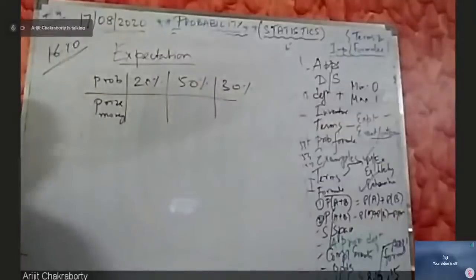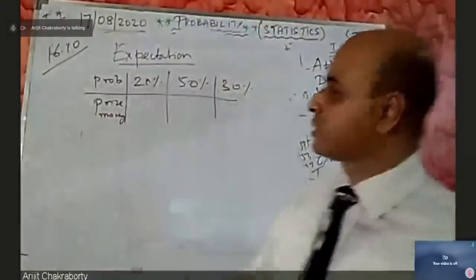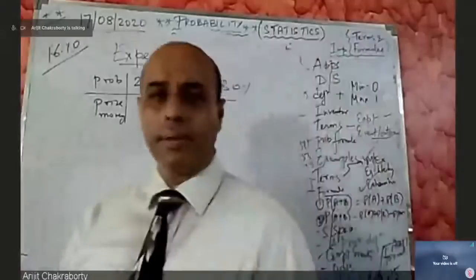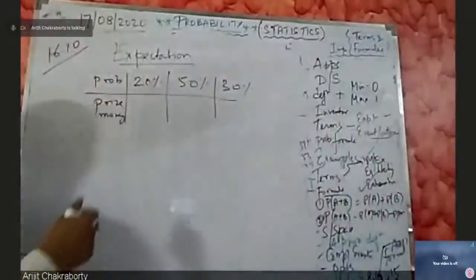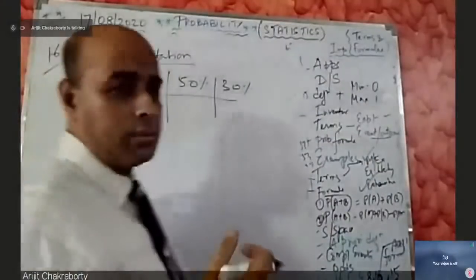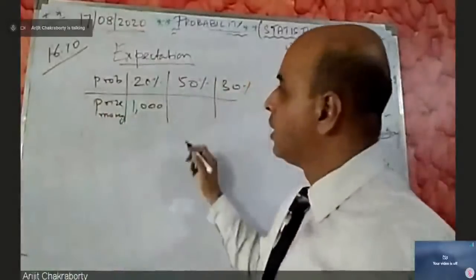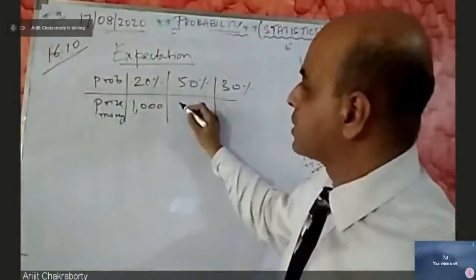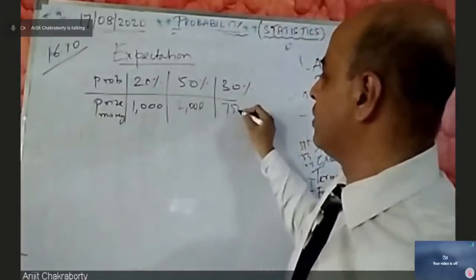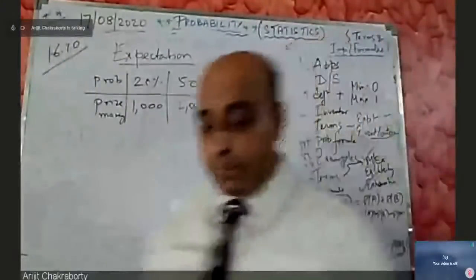Okay, now say I have a 20% chance of clearing an exam, and if I clear the exam with a 20% chance, I will be getting a prize of 1,000 rupees. Now, if I pass with a 50% chance, if I appear for the exam, and if I make it, then I will get say 2,000 rupees, and with a 30% chance, I will get 750. So what will be the expectation?